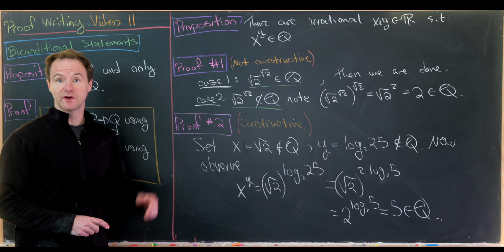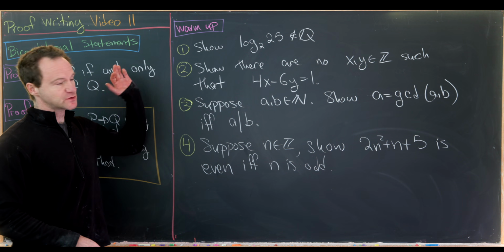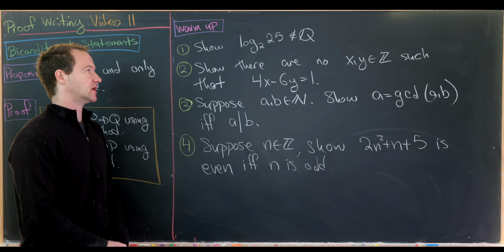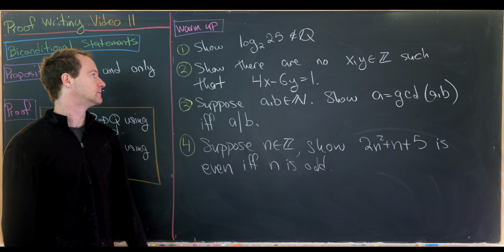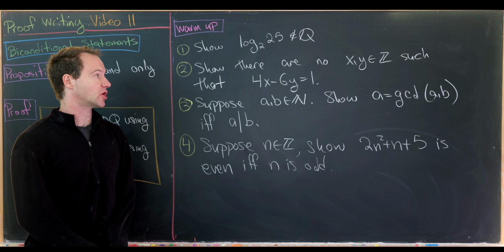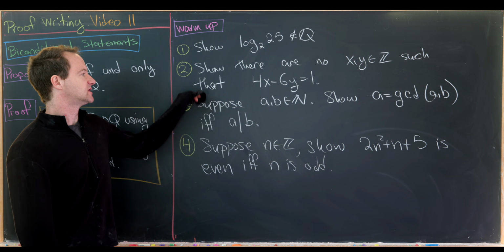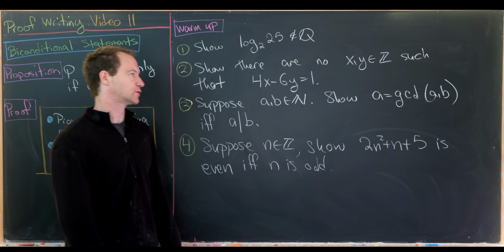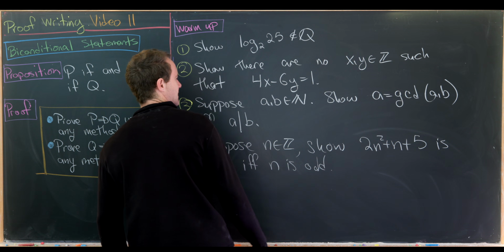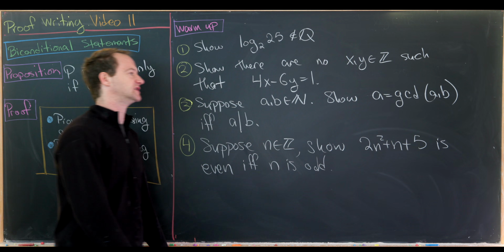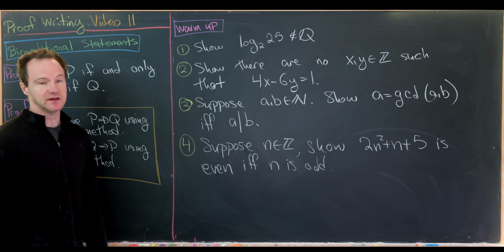Okay, so now I'm going to leave you with a couple of warm-ups. I'm leaving you with 4 warm-up exercises. The first one is the gap in that proof that we just saw, and that is to show that the log base 2 of 25 is irrational. Next, show that there are no integers x and y such that 4x minus 6y is equal to 1. Next, suppose that a and b are natural numbers and show that a is equal to the GCD of a and b if and only if a divides b.